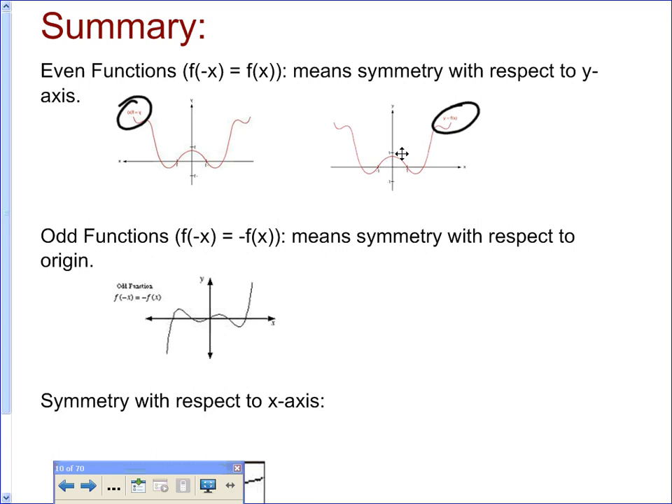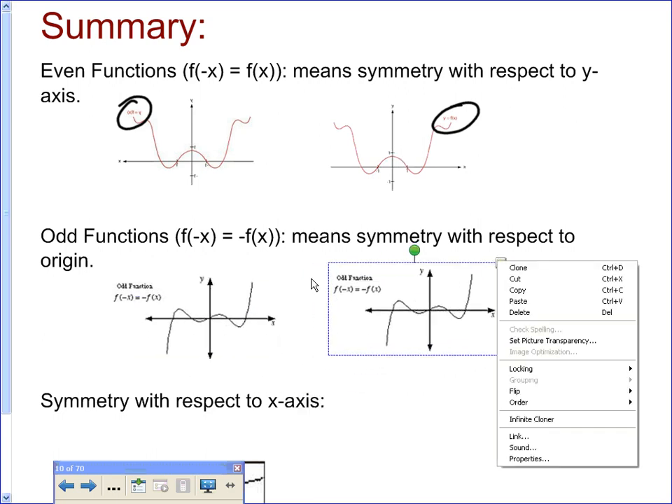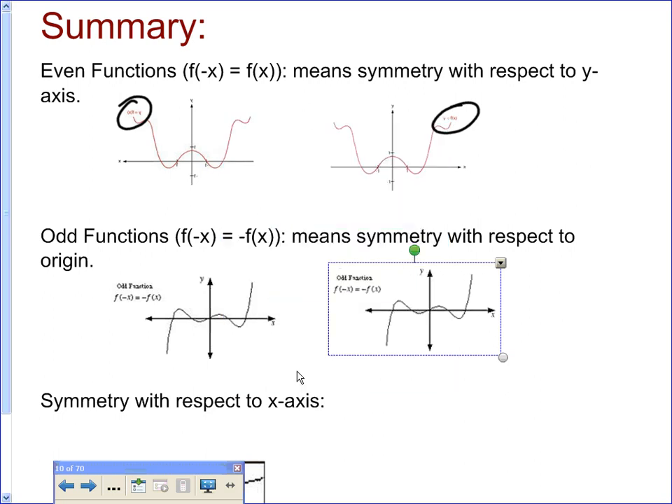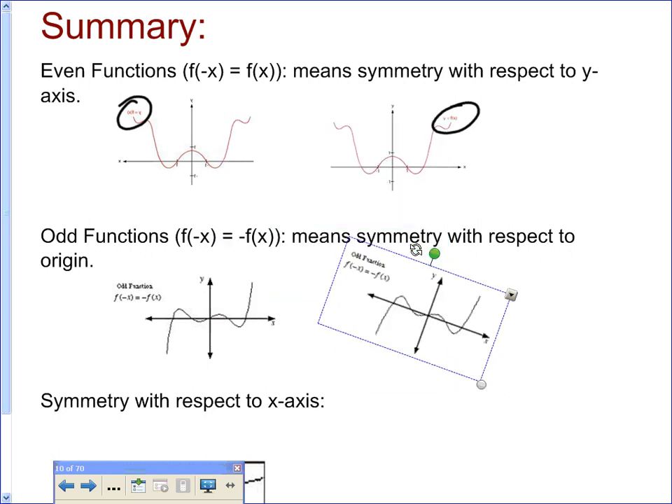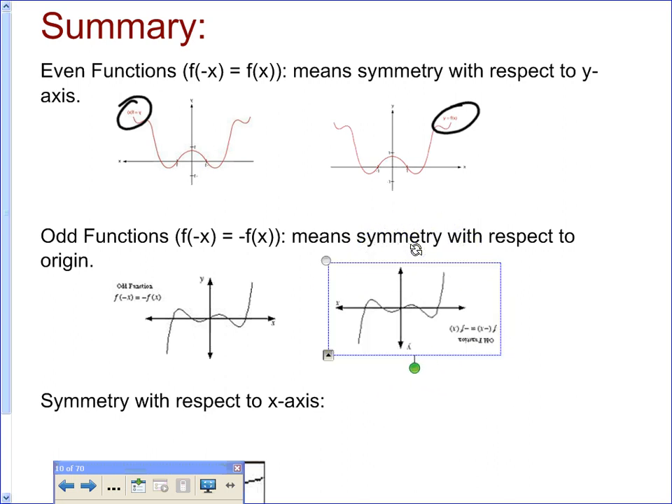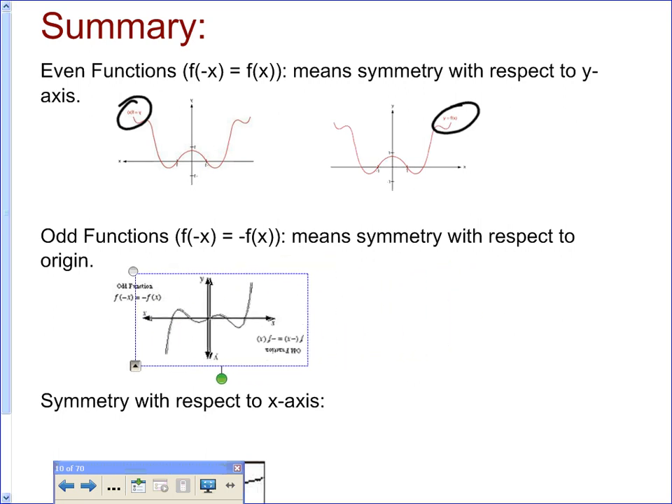Okay, now we have symmetry with respect to the origin. So again, I'm going to clone it. Symmetry with respect to the origin means that I can rotate it about the origin less than 360 degrees and get the same thing back. There you notice I have rotated less than 360 degrees because you see the writing in the bottom right hand corner, and you notice that it will coincide with the original graph. So this is symmetry with respect to the origin.